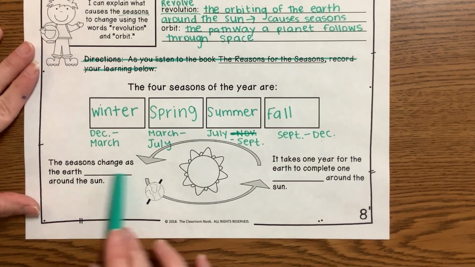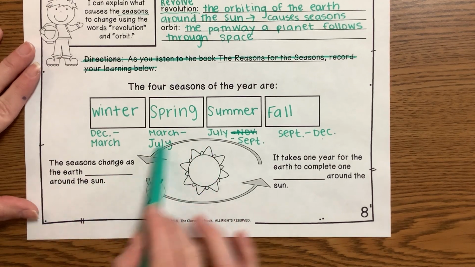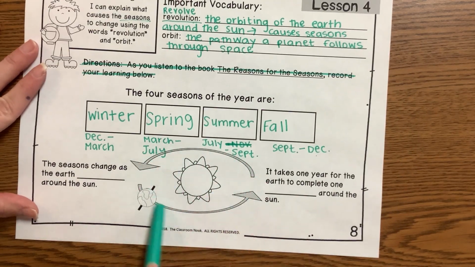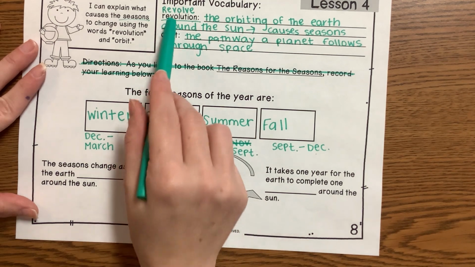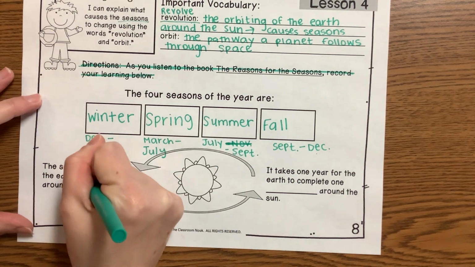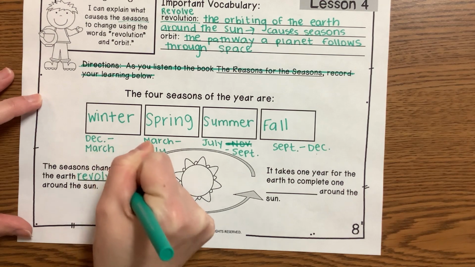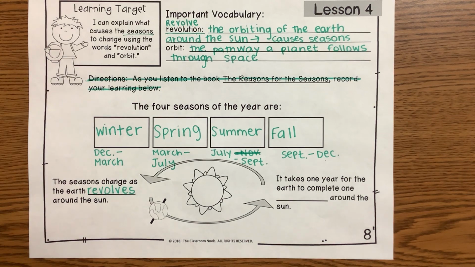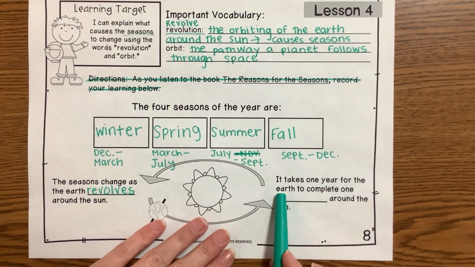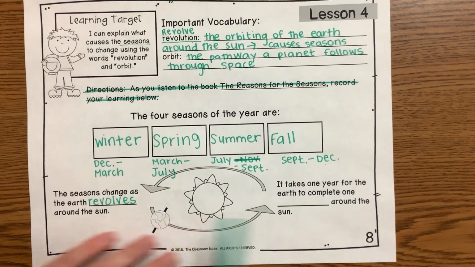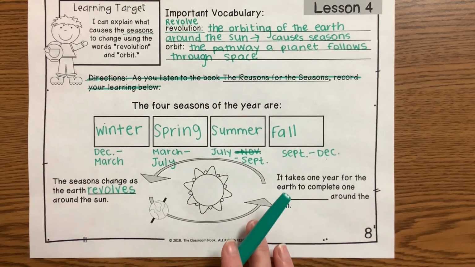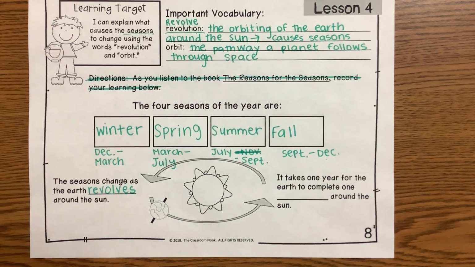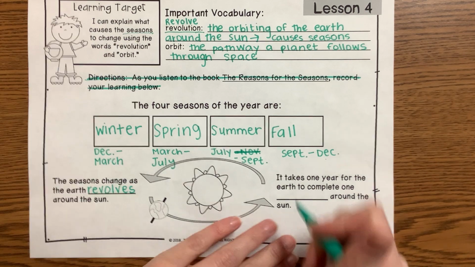So the seasons change as the Earth blank around the sun. What is it doing? What is that word? Revolve. We're going to write revolve there. The seasons change as the earth revolves around the sun. And then over here, it takes 1 year for the earth to complete one blank around the sun. This is called a revolution around the sun.